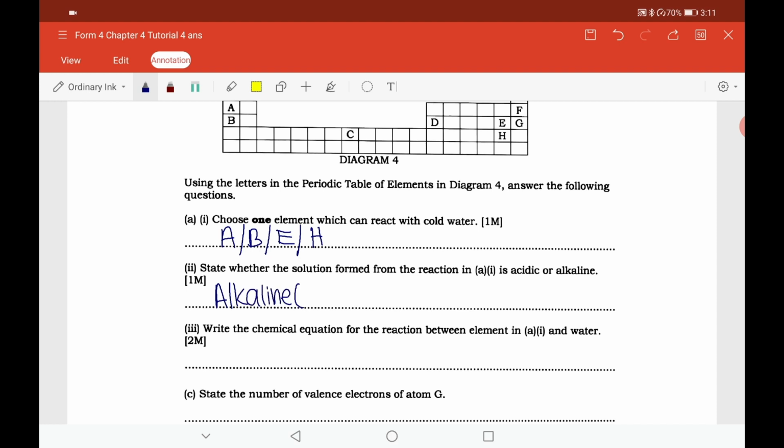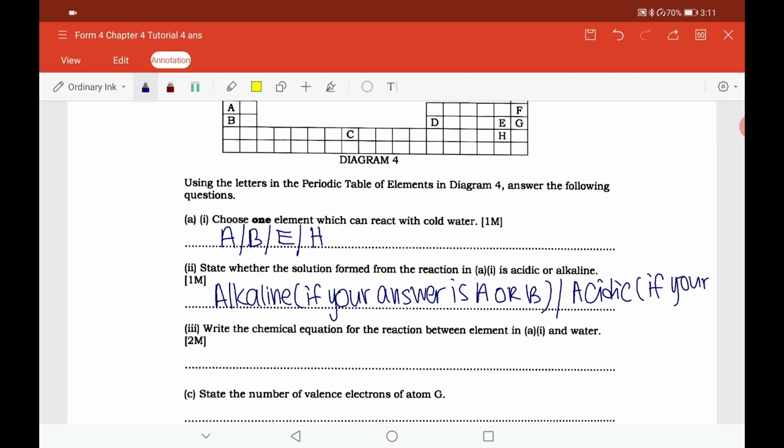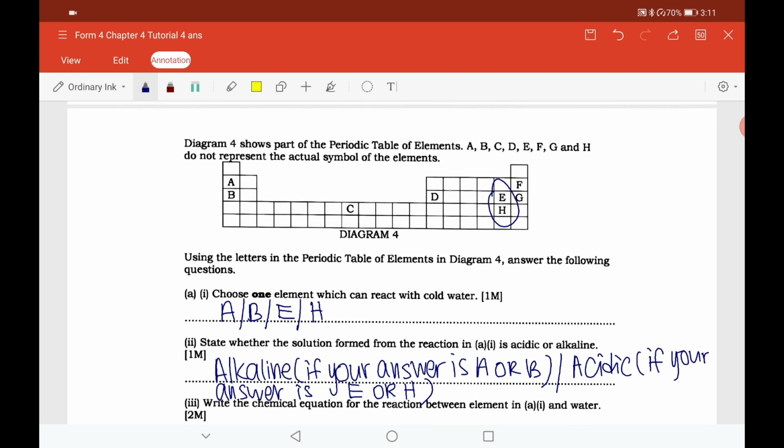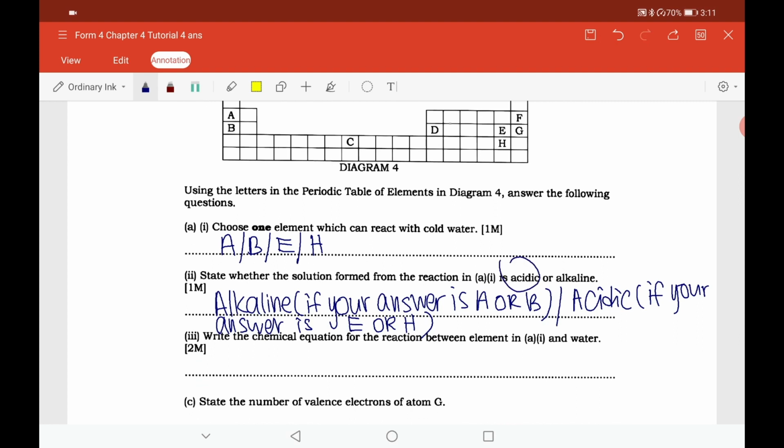If your answer you go to choose E or H, when you choose E or H, it is halogen. Halogen can react with water to form acids. So it really depends on which one you choose.